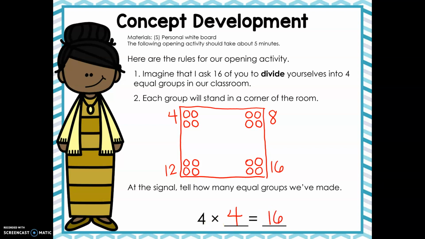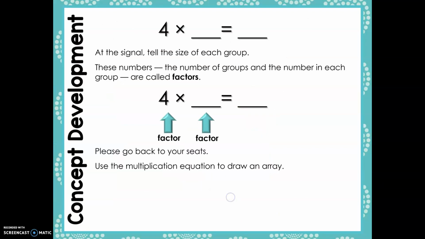Okay, now this is a little bit different than what we did the other day. This is not set up in an array, so I drew a picture to represent my work. So we have 4 times 4 equals 16. So we're going to look at that a little bit closer. So the size of each group. So we had 4 groups of 4, there we go, equals 16.